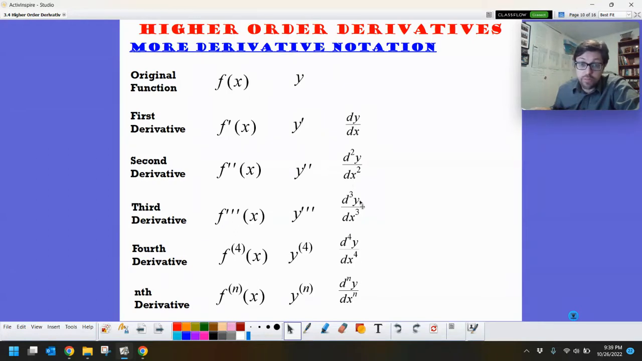So for the third derivative, we have a cubed on our d and a cubed on the x, and we do these three tick marks. After three, though, it's tough to read. So then you actually start writing the numbers, and this would be the nth derivative of a function.